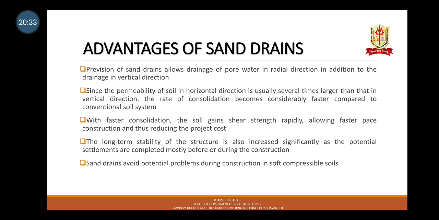Here are some advantages of sand drain. Provision of sand drain allows drainage of pore water in the radial direction in addition to the drainage in vertical direction. Since the permeability of soil in horizontal direction is usually several times larger than that in vertical direction, the rate of consolidation becomes considerably faster compared to conventional soil system.